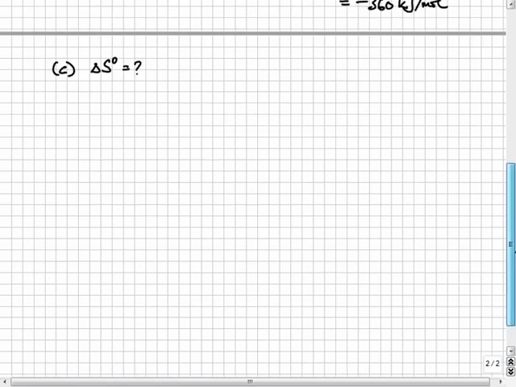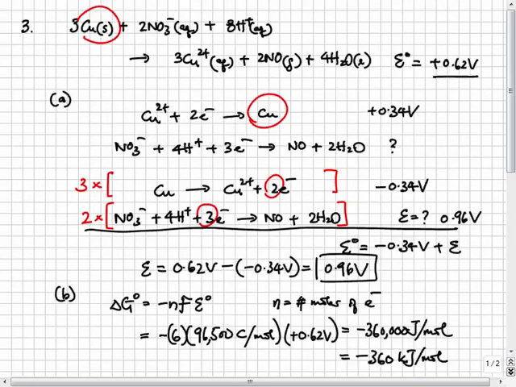C. We need to estimate the sign of delta S. We know that gases have much larger entropy than solids, liquids, or solutions. The reaction has 2 moles of gases on the product side, but none on the reactant side. The rest are solids, liquids, or solutions. Therefore, the product side should have higher entropy, and delta S must be positive.